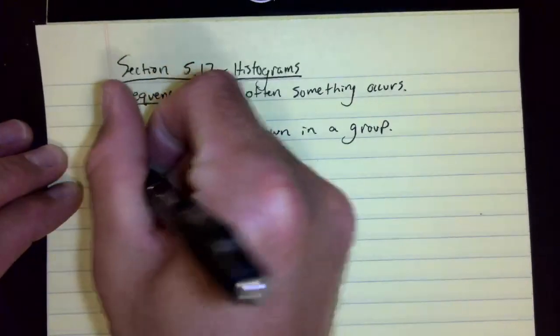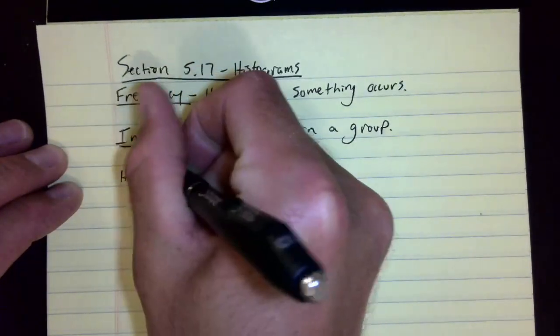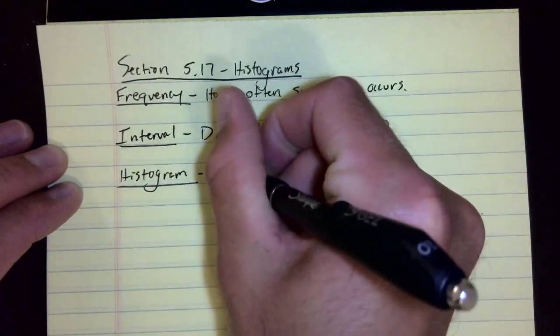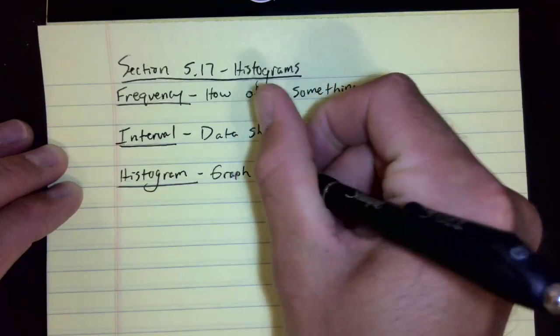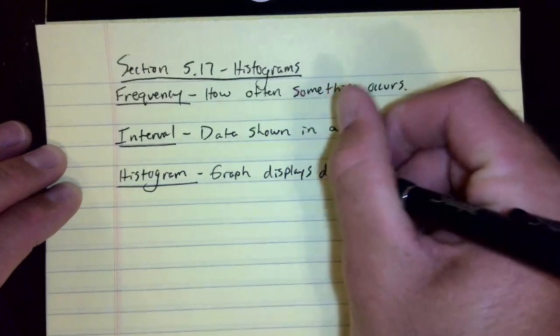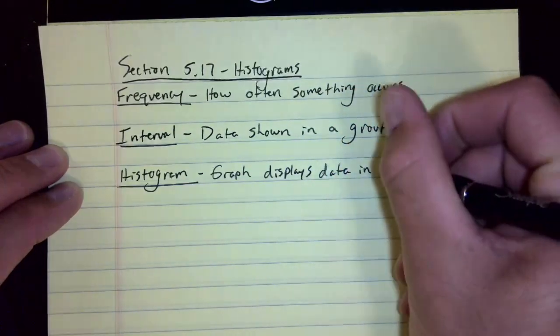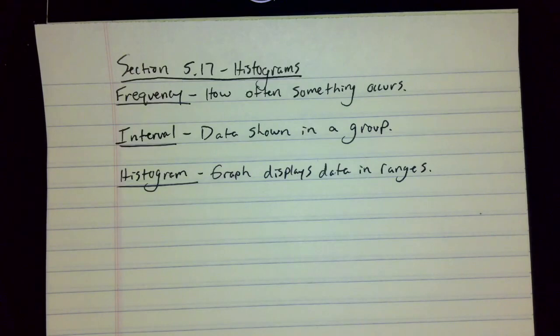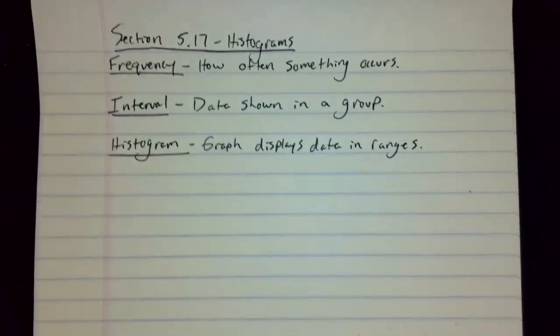And of course your last term is just histogram. A histogram is a graph that displays data in ranges.